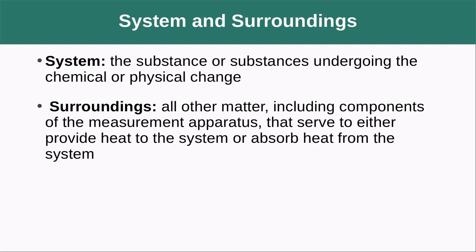So first we're going to start with a couple of definitions. We have the system. This is the chemical or physical change that we're interested in measuring that's going to be difficult to measure otherwise. And then we have the surroundings. This is all the other stuff that's around in our calorimeter that we are going to be able to measure the temperature of.